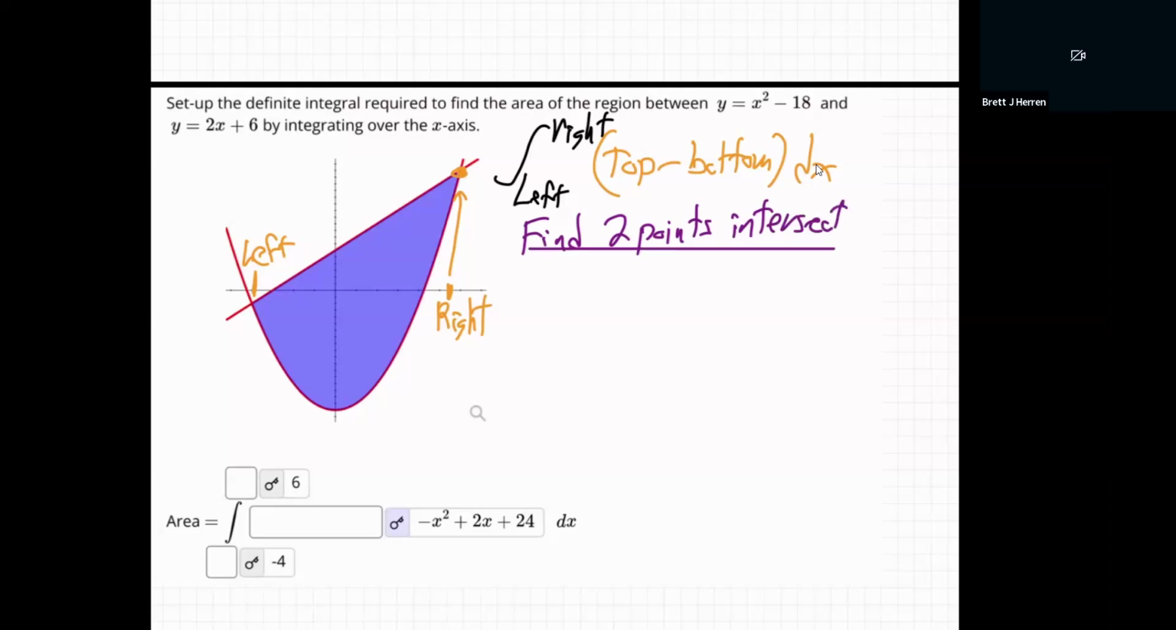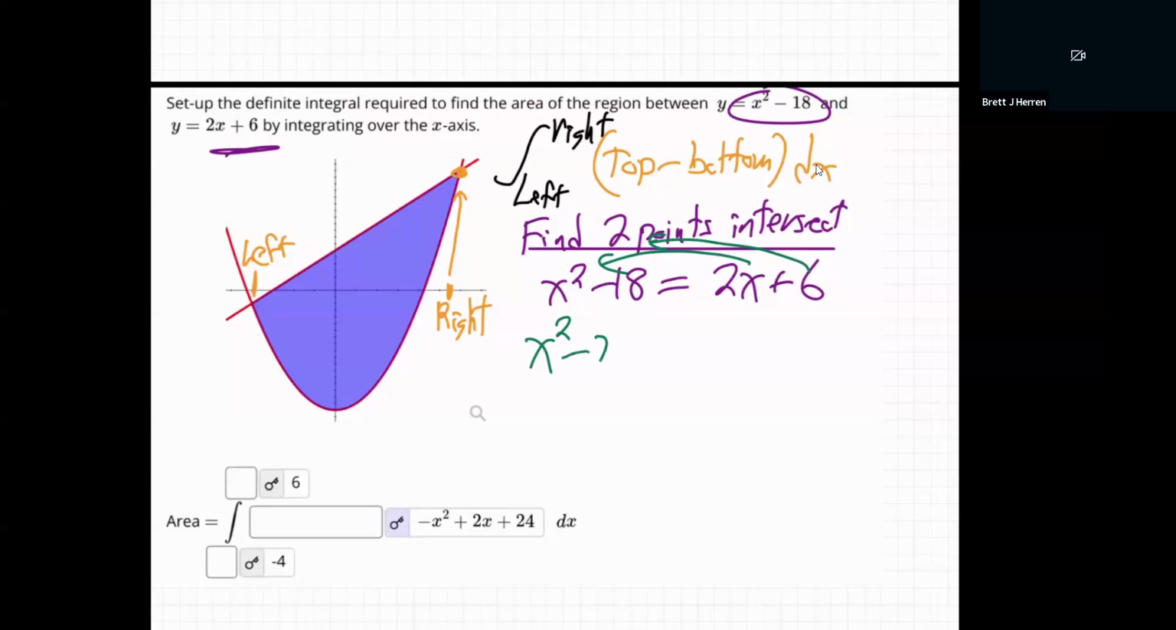So how do we do that? Well, you take this function, x squared minus 18, and you set it equal to the other function, right? Where they're equal is where they intersect. So we've got an x squared equation here. And so what do we do with the x squared equation? We always get a 0. So let me jump these guys over here. So this will be x squared minus 2x minus 18 minus 6.